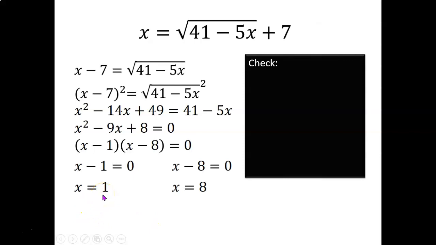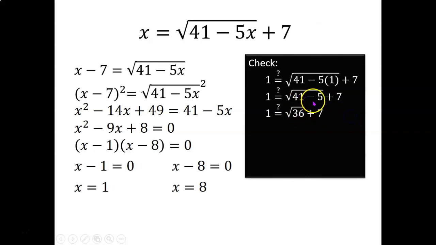First, let's check what happens when x is 1. Is 1 equal to the square root of 41 minus 5 times 1, plus 7? Well, let's see. 5 times 1 would be 5. 41 minus 5 would be 36. The square root of 36 would be 6. And 6 plus 7 would be 13. Is 1 equal to 13? I think not. So, that didn't work. 1 is actually not a solution. It's extraneous.